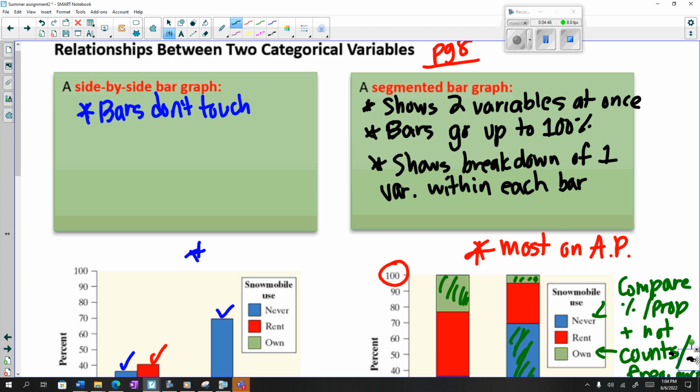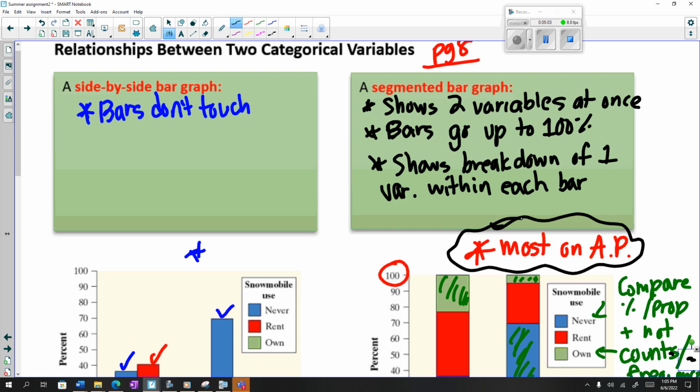All right. So I do believe that this is going to be on the AP, whether it be one multiple choice or one free response. They've asked you to make a segmented bar graph yourself, and they've also asked you to analyze it in the form of a multiple choice.